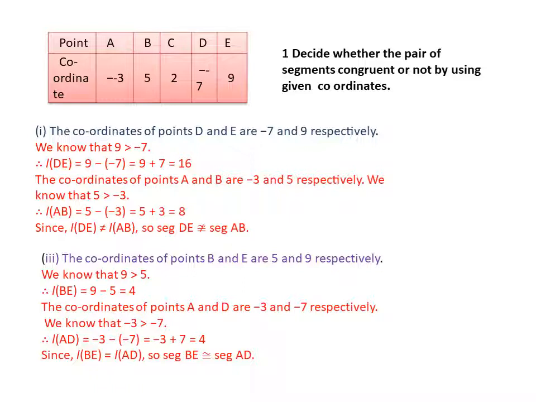The coordinates of points A and D: A coordinate is -3, D coordinate is -7. Here -3 is greater than -7. Therefore length AD is equal to -3 minus of -7, which is -3 plus 7 because minus of minus is plus. So 7 minus 3 you will get 4. Now see here, length BE is also 4, length AD is also 4. Both lengths are the same, length BE is equal to length AD. Therefore segment BE is congruent to segment AD.